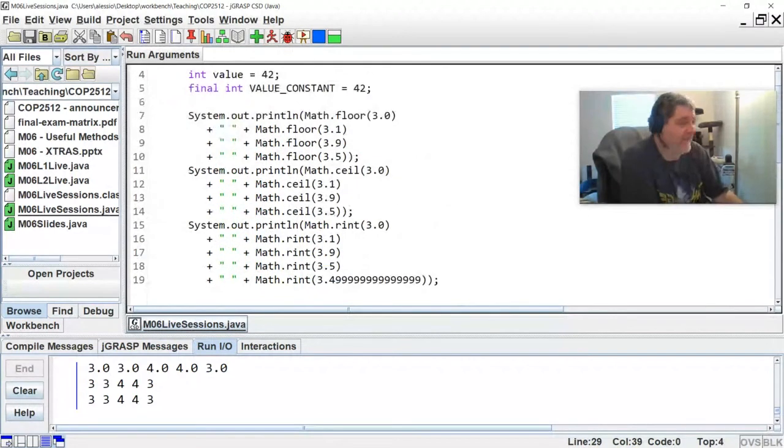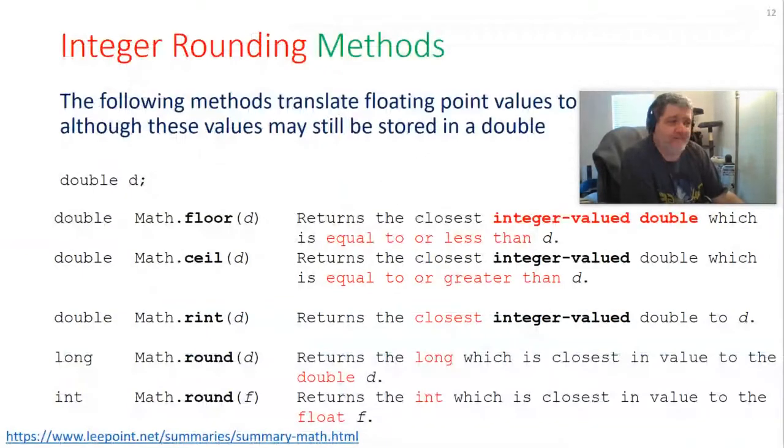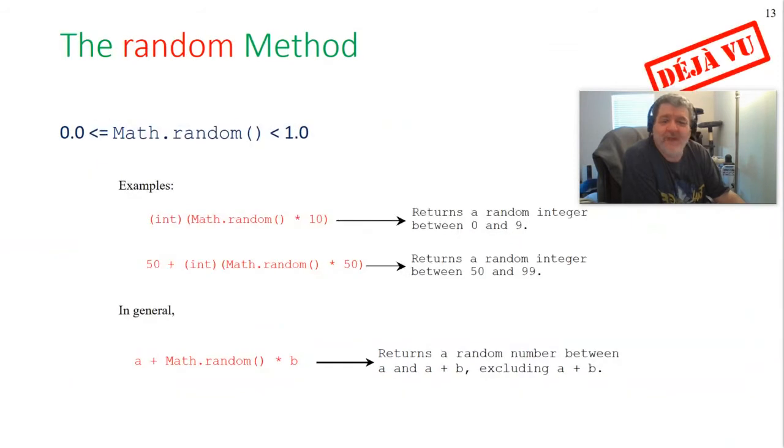All right, I think that's all of them, right? Yes, so that's all of them. So these we are going to use semi-frequently, okay? It's more common to use these in COP2512, 2513, and even up to data structures than to use, for example, the trigonometric methods, all right?